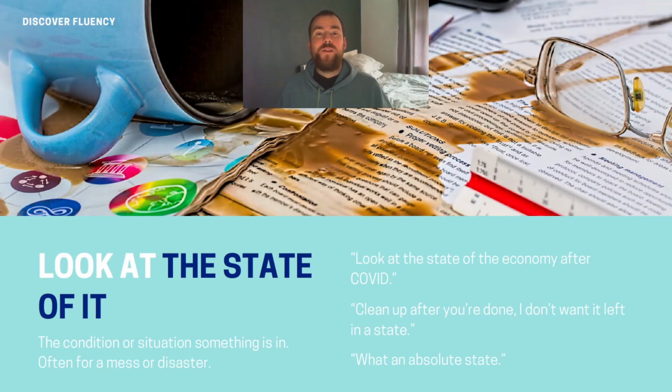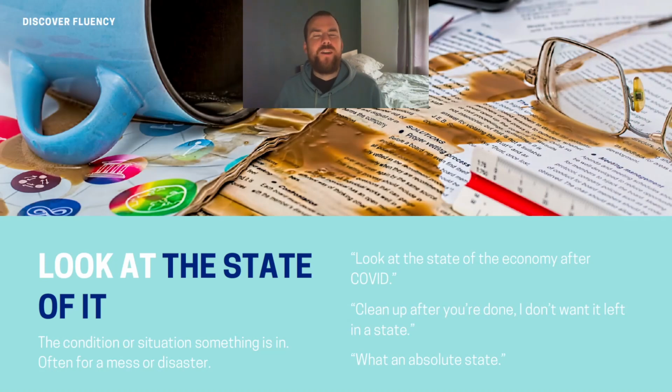They mean the room is a complete mess, and that's why he didn't want to invite his ex-girlfriend over. And let's have a look at some examples. Look at the state of the economy after COVID. In this case, it can just mean the current situation or the current condition of the economy, but normally you would imagine that the condition is bad or something negative happened from COVID in this context.